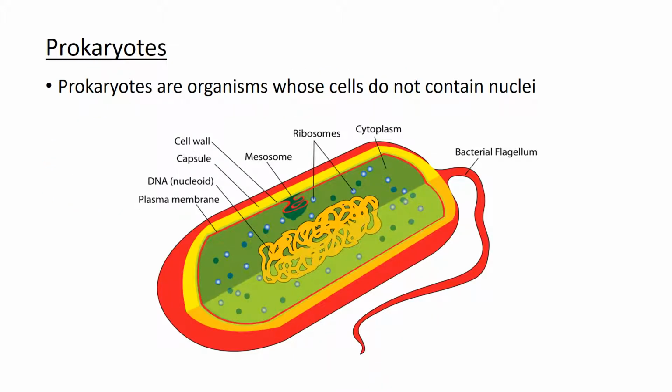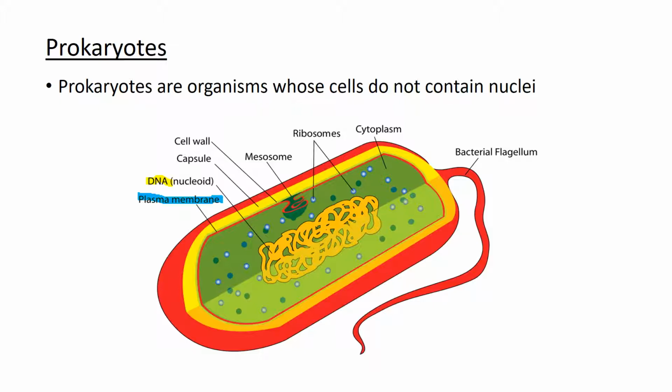Let's take a look at the prokaryotes. Prokaryotes are organisms whose cells do not contain nuclei. What we're looking at is an image of a bacterium, a typical prokaryote. And if you look at its DNA, it is not surrounded by a membrane. Now, of course, I'll point out, yes, the entire cell is surrounded by the plasma membrane, the cell membrane, the phospholipid bilayer, we could call it any of those things. But the DNA itself does not have its own membrane. That's what we mean when we say it doesn't have a nucleus.